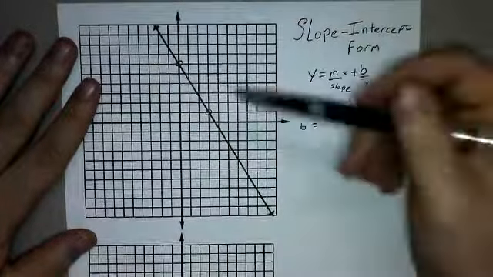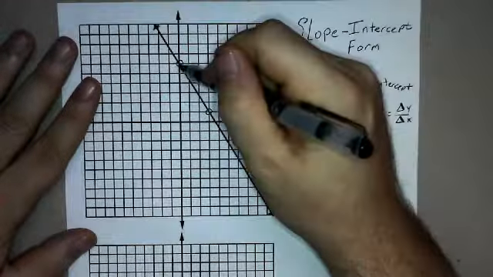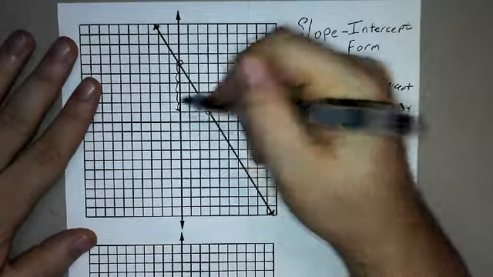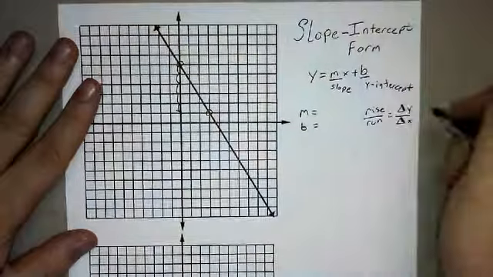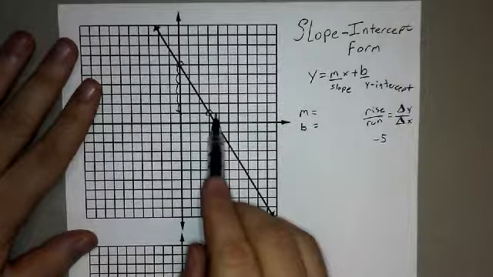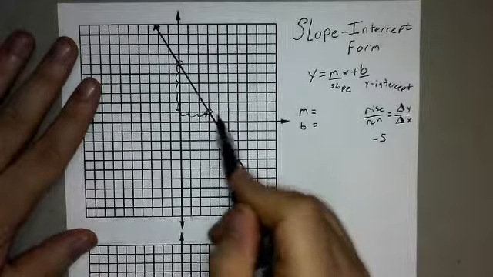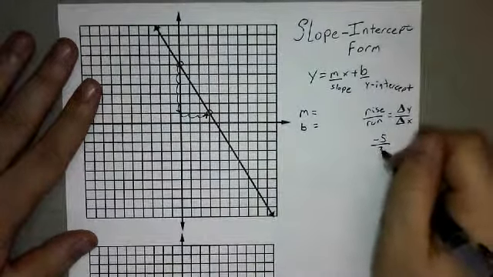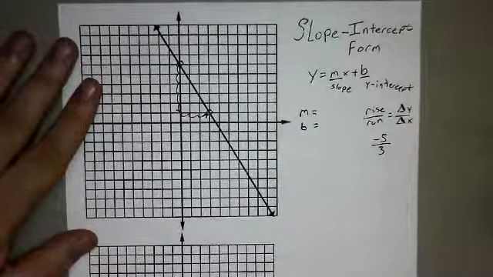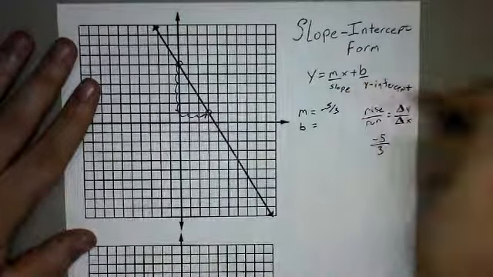So in y, I change 1, 2, 3, 4, 5. And so I went down 5. And now I'm going to the right in a positive direction. 1, 2, 3. Now, if this fraction would simplify, I would need to simplify it, but 5/3 is as simple as it gets. And so my slope is just a negative 5/3.